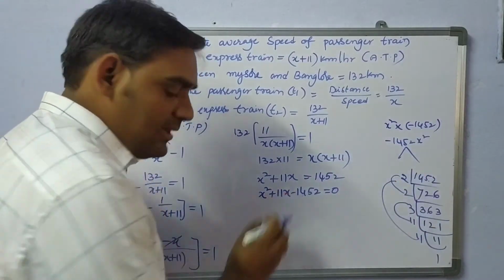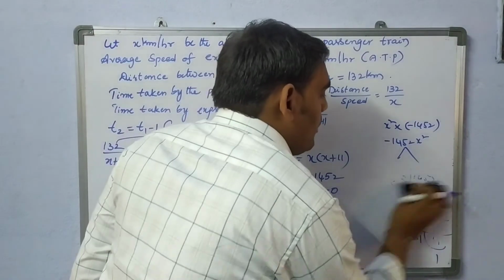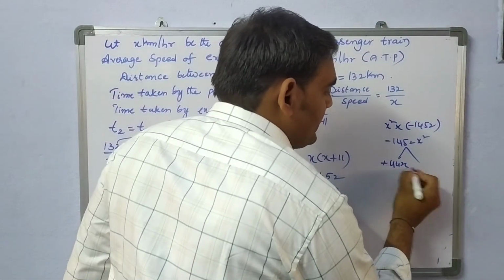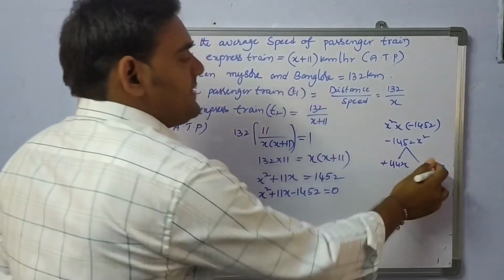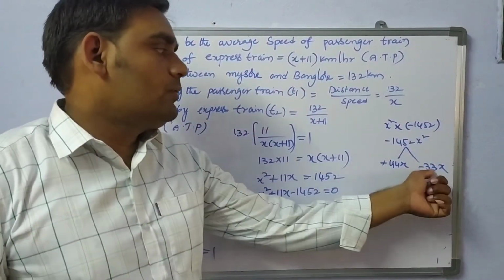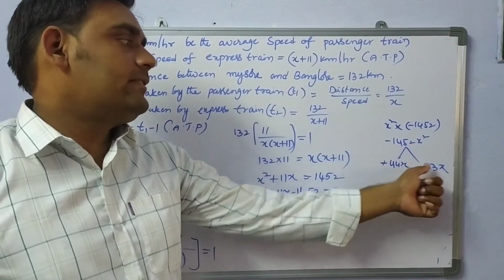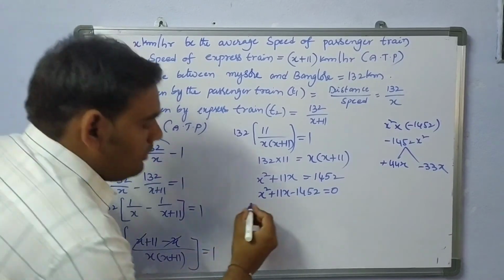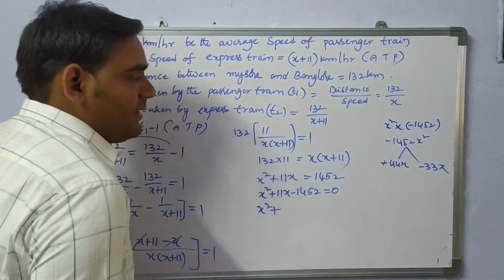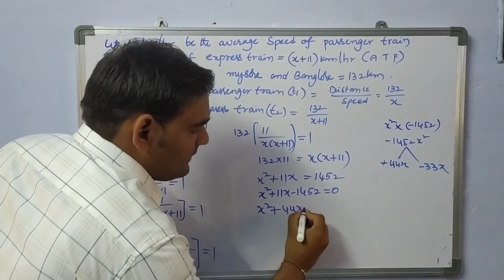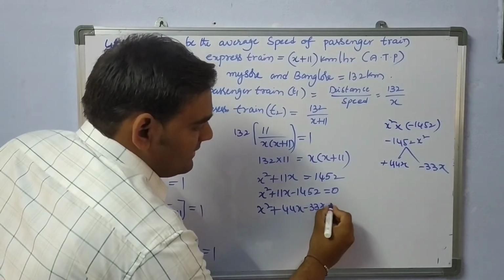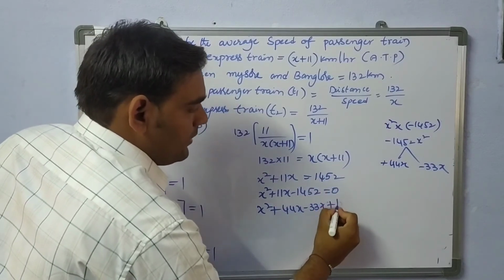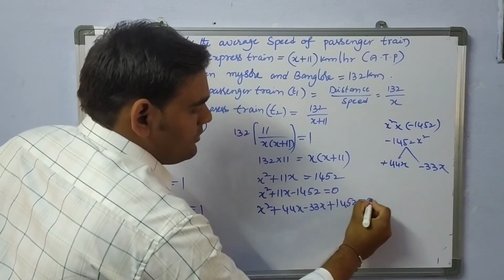But we need to get plus 11x. So that only here I am going to write this one as plus 44x minus 33x. Plus into minus is minus. 44 into 33 is 1452, x into x is x square. When we add these two things also, we will get here plus 11x only. Now this can be written as x square plus 44x minus 33x minus 1452 is equal to 0.